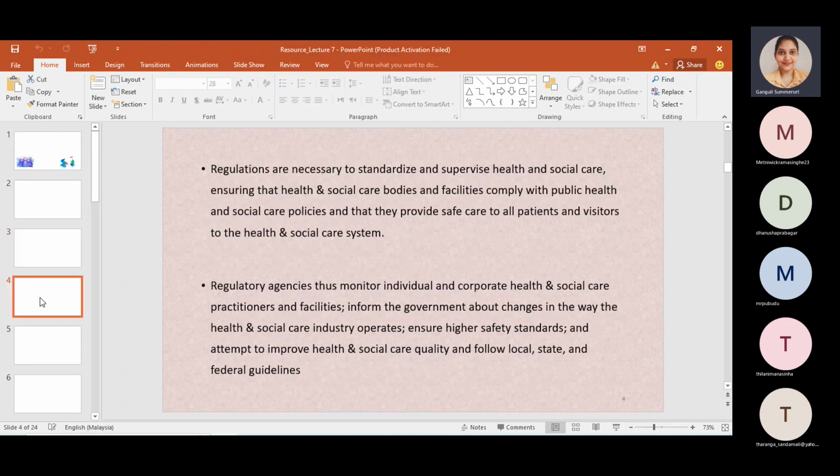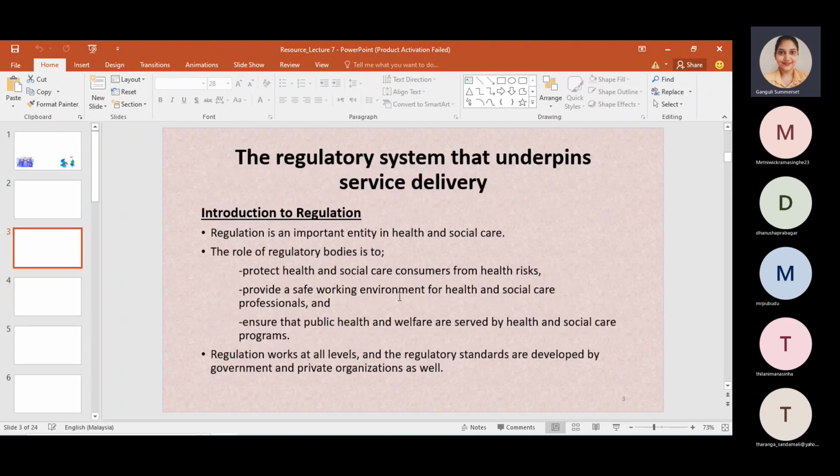Guys, before I teach you, can I hear from you? Can I hear your answers? What do you think regulation is? Why do you think we need regulation? What kind of a thing is regulation as per your understanding? You can unmute and tell your answers, or else you can type in the chat as well.